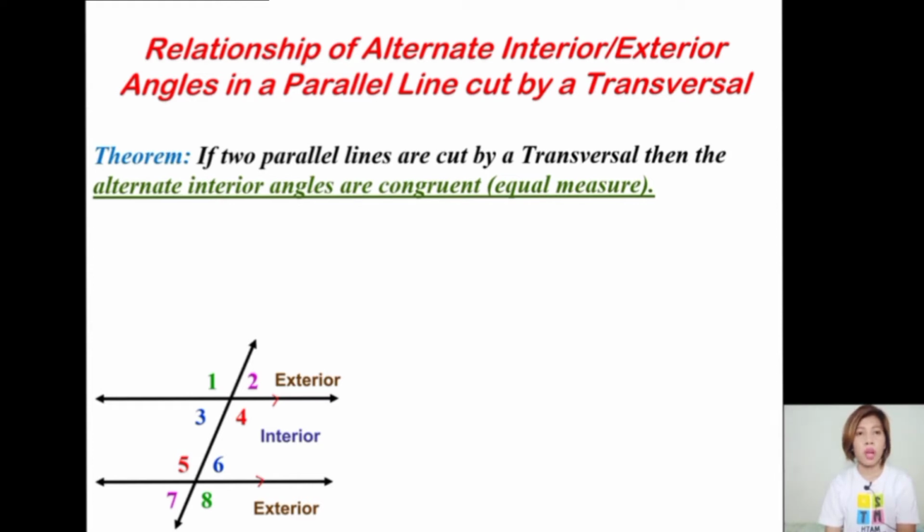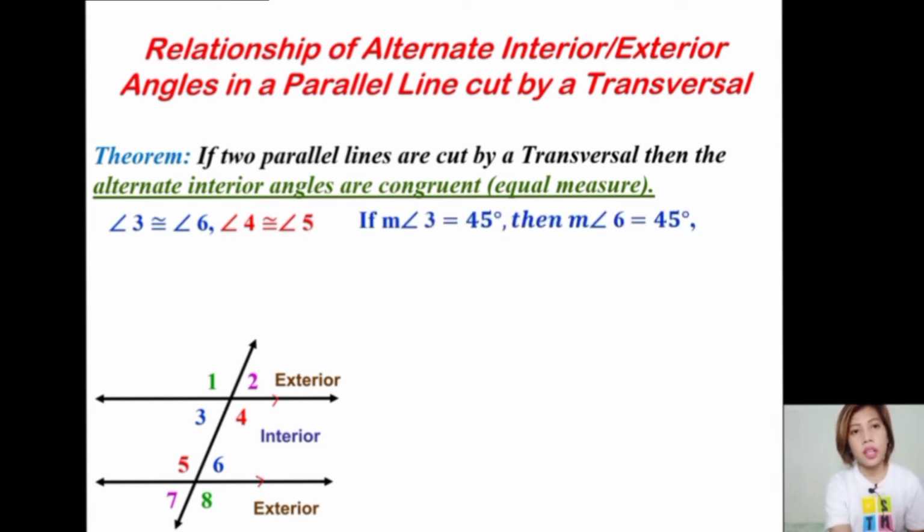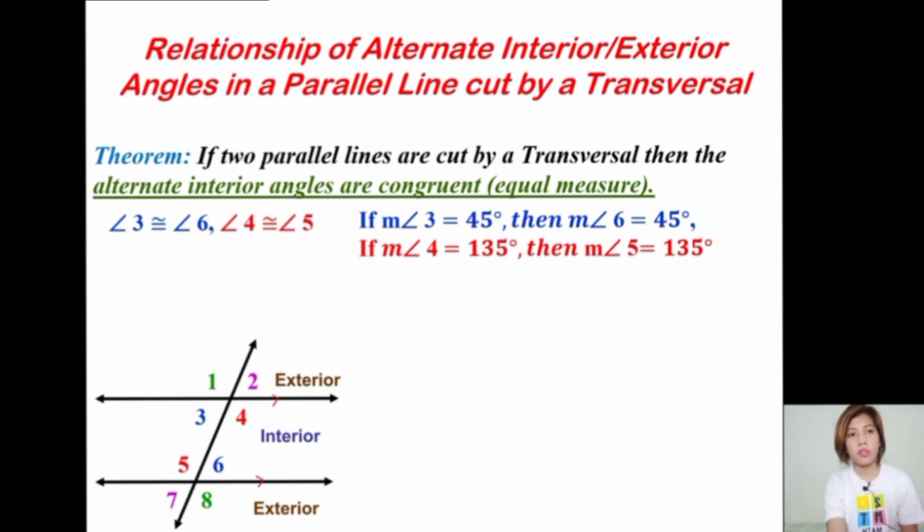So, yung kapag daw po parallel lines ang kinat ng transversal, automatic daw po, yung alternate exterior angles are congruent or parehas ng measurement. So, ano yung mga congruent dito? We have angles 3 and 6, and then angles 4 and 5. So, if ang measure po na angle 3 ay 45 degrees, ang measure na angle 6 ay 45 degrees din. Kasi nga, congruent daw po sila. And then, if the measure of angle 4 is 135 degrees, then the measure of angle 5 is also 135 degrees.